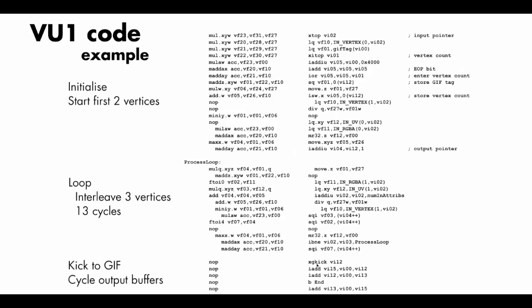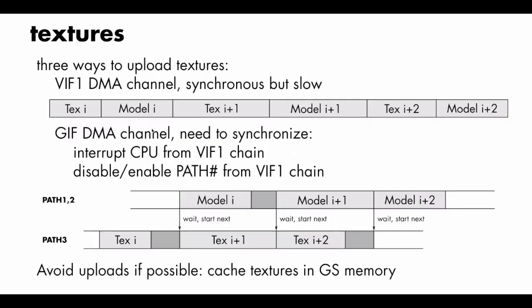Once you're done with that, this xgkick instruction is the important one. This is what actually starts that path 1 transfer, with vi12 being the pointer of the packet. And then we cycle our output buffers, and so we switch buffers. Okay, so that's just to give you an impression for the VU, what the VU code might look like.